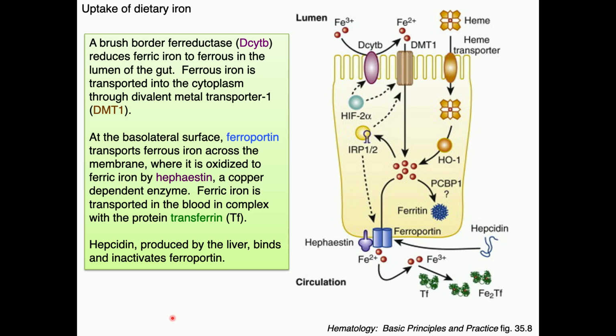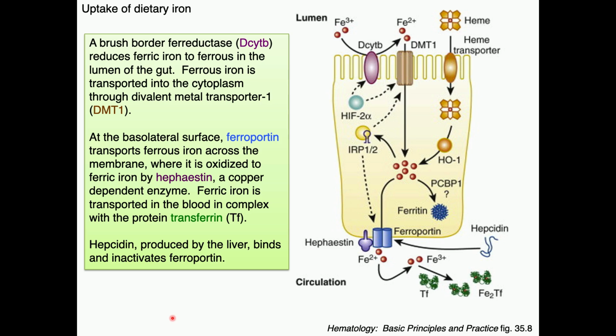Excess iron is going to be stored in a protein called ferritin, and that intracellular storage in ferritin is common to gut epithelial cells, macrophages, and liver cells. So that's a common form of intracellular storage of excess iron.